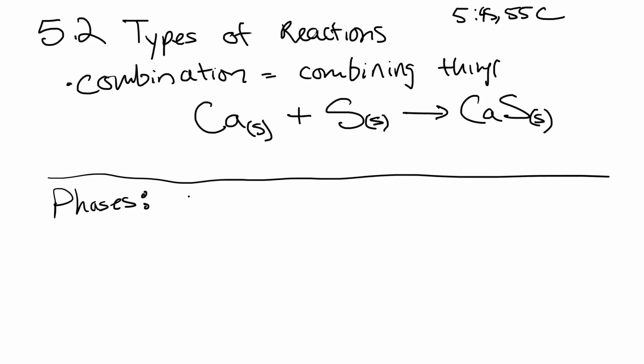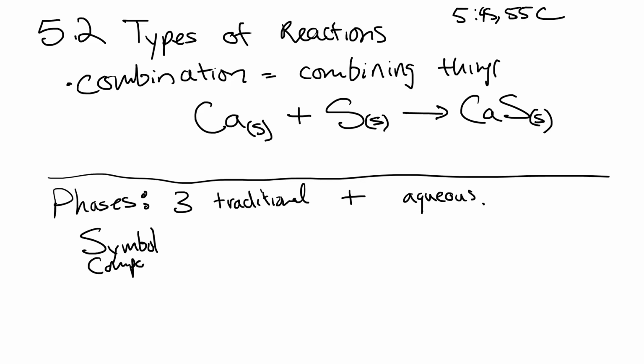Okay, so phases. There are the 3 traditional ones from chapter 1 plus aqueous. So you indicate this by having the symbol of the compound, and then in parentheses as a subscript, you put the phase. That's the general idea. Subscript, lower right-hand corner, in parentheses, indicates the phase. You've got solid, liquid, or an L, however you want to do it, and gas. And then you've got, like I said, AQ, meaning aqueous.